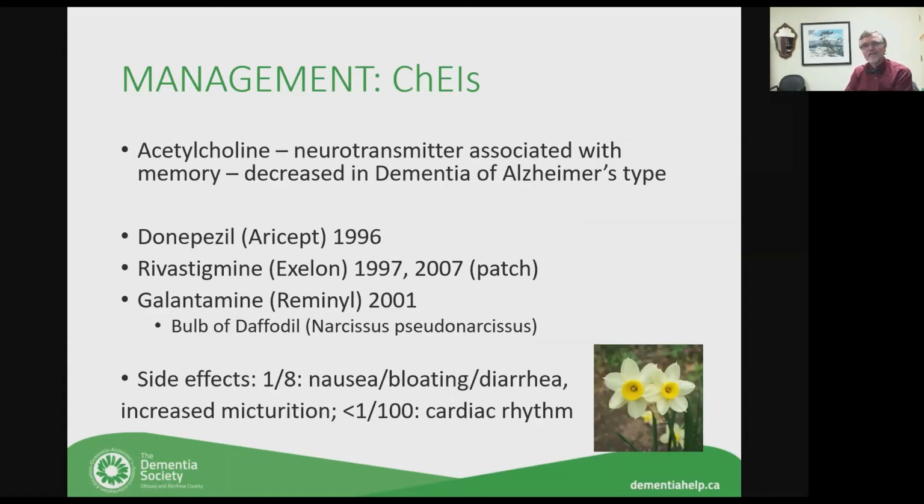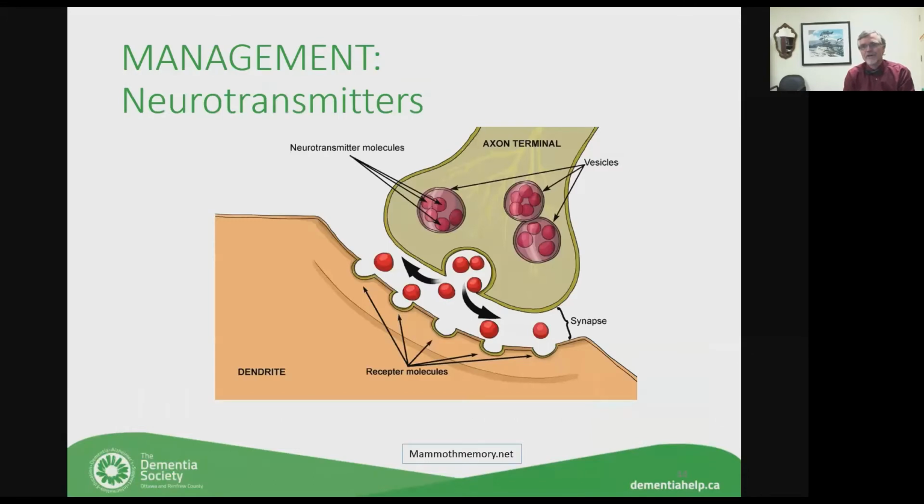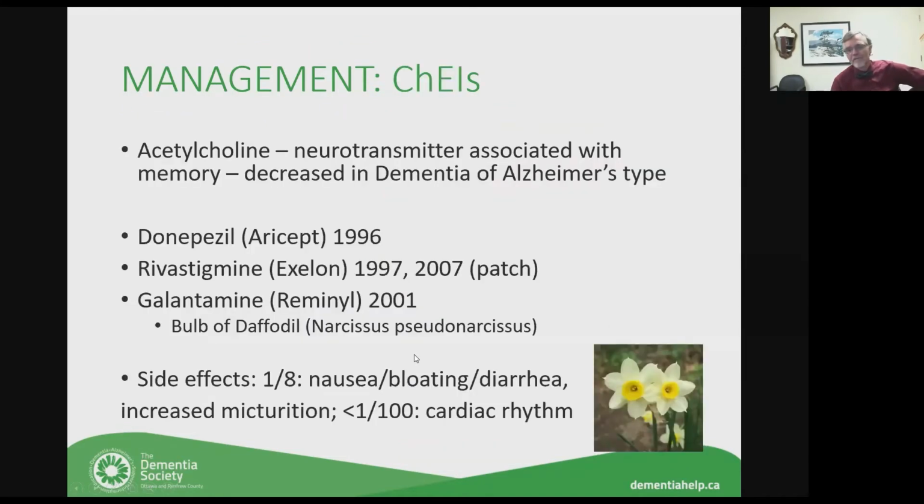was these cholinesterase inhibitors. So what we want to do is increase the amount of acetylcholine, which is one of the neurotransmitters, but in this case, the one that seems to be most associated with memory. If we can increase the amount of acetylcholine available to the brain, even though this axon may be starting to get weak and die, if we can have more of this, maybe we can keep more of the function.